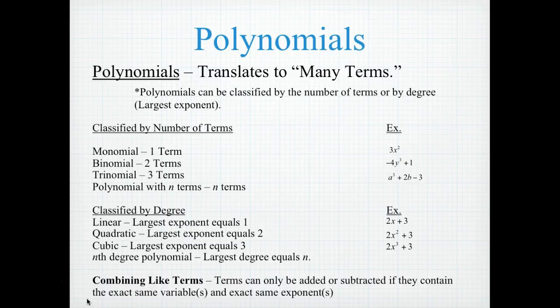Now when it comes to combining like terms, terms can only be added or subtracted if they contain the exact same variables and the exact same exponents. So if two terms have the exact same variables and the same exponents, we can combine them by adding or subtracting their coefficients.